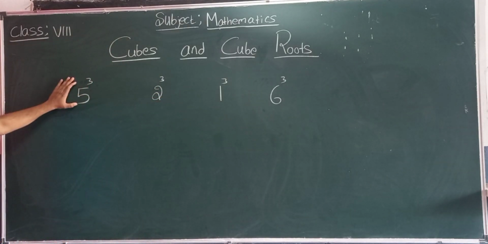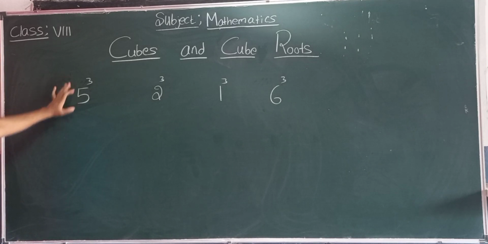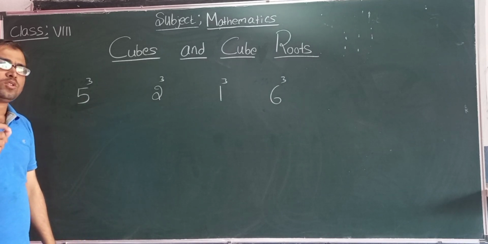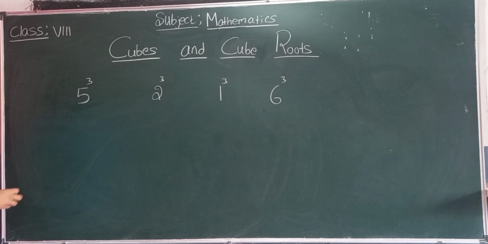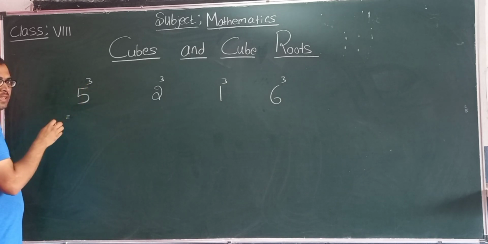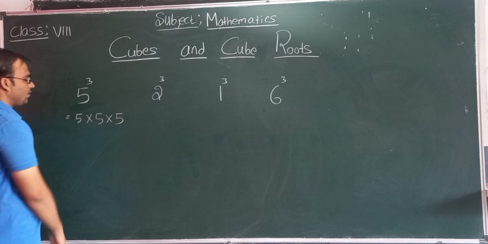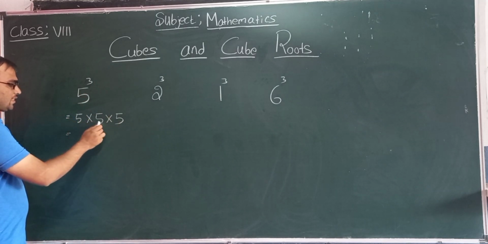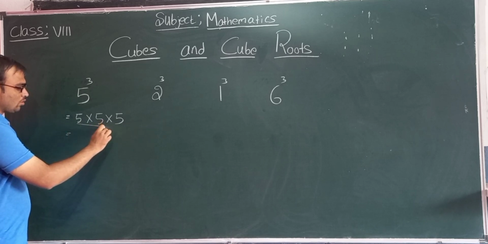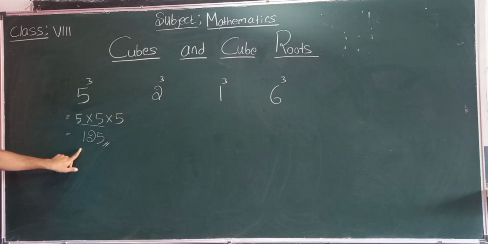So this is 5 cube. If I ask you to find the value of 5 cube, what do you need to do? You need to multiply 5 three times: 5 into 5 into 5. 5 fives are 25, and 25 fives are 125. So the value of 5 cube is 125.